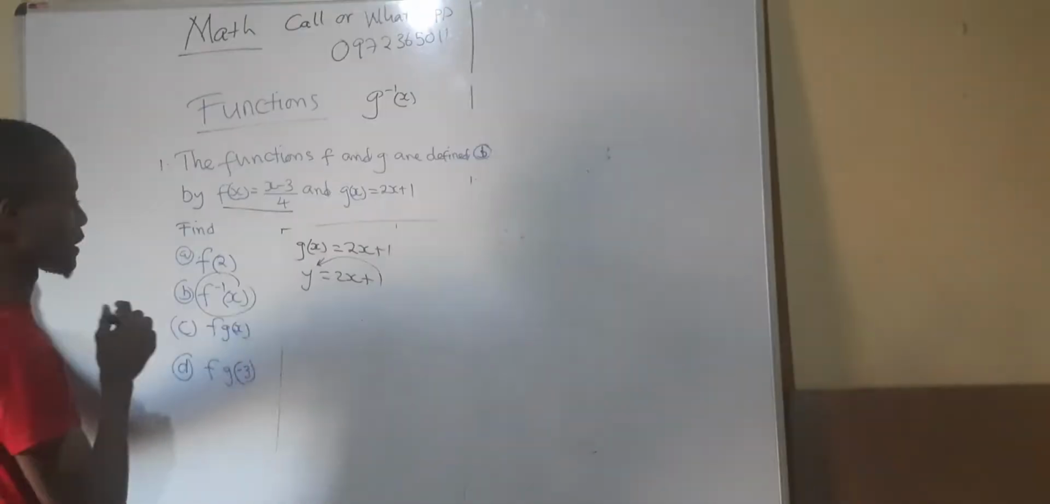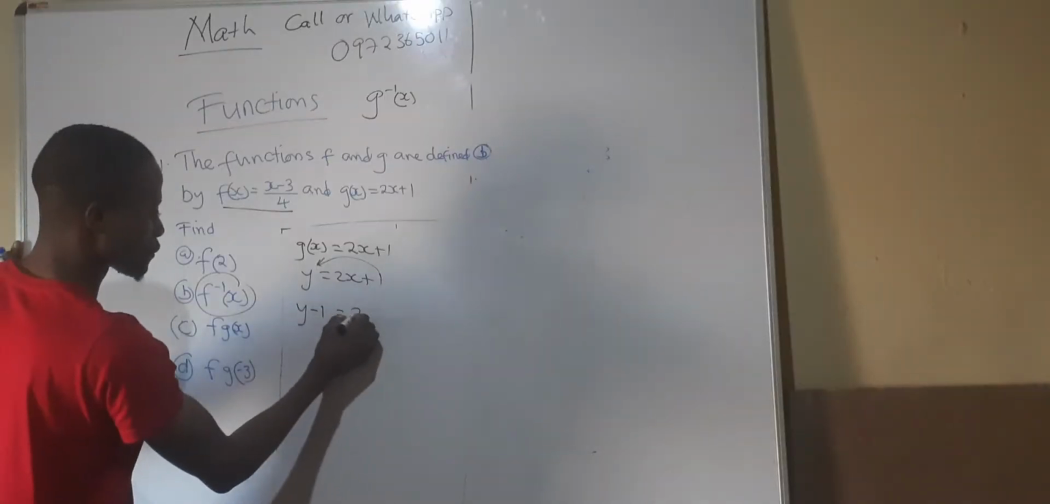Therefore, the 1 will have to go that side, because we want to remain with x. So we have to chase 1 and go that side. So this becomes y, and the positive 1 here becomes negative 1. Whenever a number crosses the equal sign, the sign it had there becomes opposite when it goes there. So that becomes y minus 1 is equal to 2x.